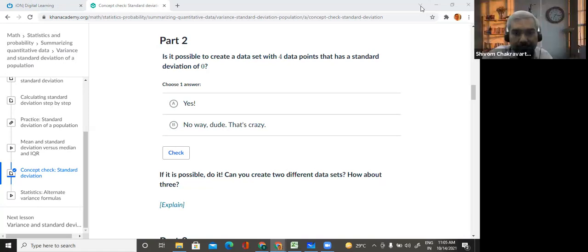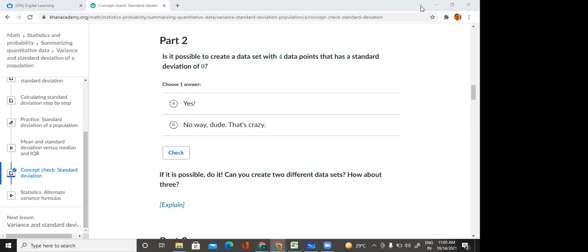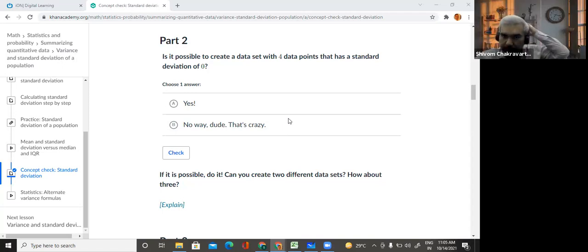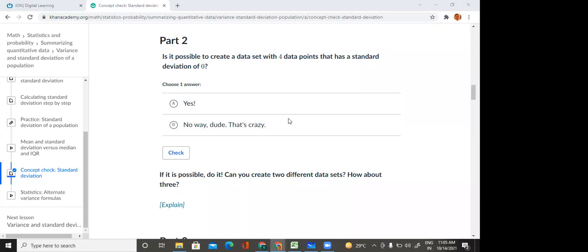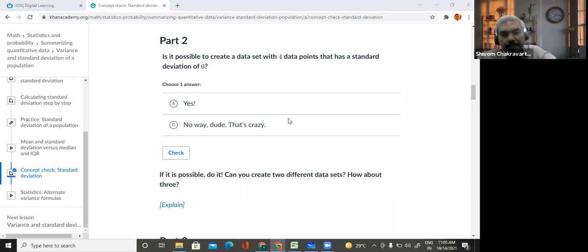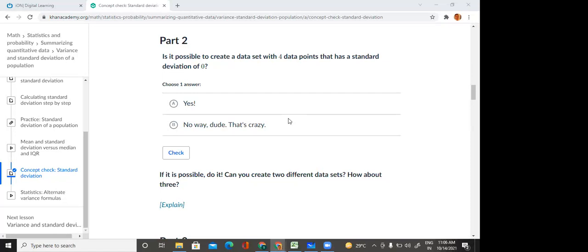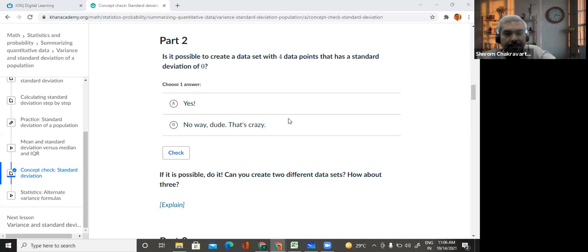Yes, you were saying something? Yes, sir. Since standard deviation measures the variation, a standard deviation of 0 means that every data point is the same number. So only if all 4 data points are equal, we can have a standard deviation of 0. Because we are not considering the sign, we are squaring the deviation of each point from the mean. So even if there is a little bit of deviation, we will not get 0.